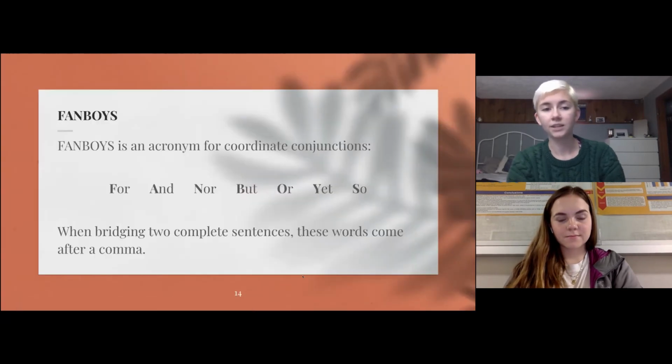Then we get into FANBOYS. FANBOYS is an acronym for what are called coordinating conjunctions, which are words that join two sentences together. There's for, and, nor, but, or, yet, and so.